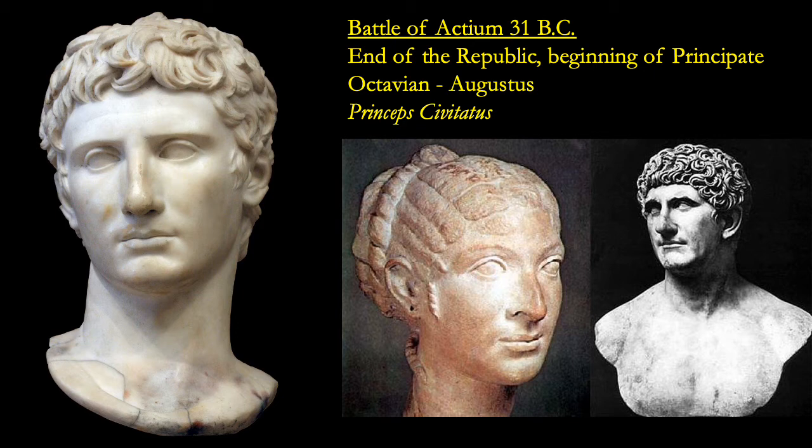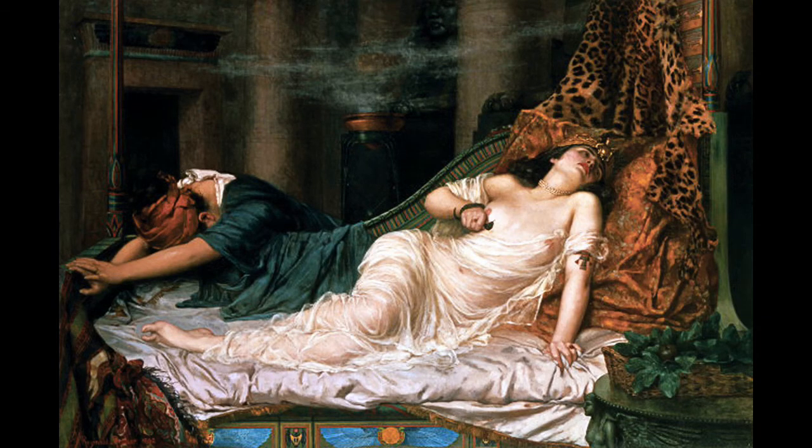Octavian doesn't like this. He battles Cleopatra, shown here in the middle, and Mark Antony at the Battle of Actium off the coast of Greece in 31 BC. They lose. They both separately flee back to Egypt. Mark Antony is killed by Cleopatra's soldiers. Cleopatra survives for about a year, and then Augustus makes it down to Alexandria, and she commits suicide by letting a venomous snake called an asp bite her.